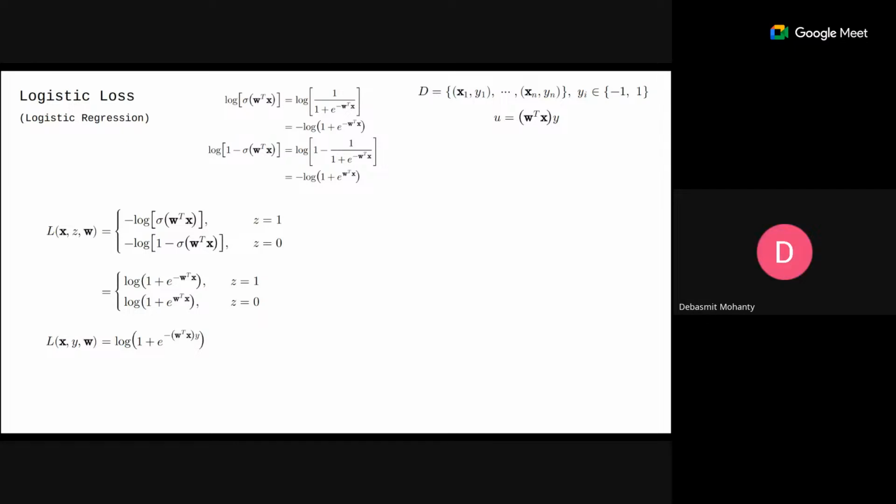Because it's discriminating, right? So we are always saying probability of y equal to 1 given the data. So it's a discriminating function. So z and y are values used interchangeably here. If I say y is our true label, z and y are both labels, but z is 1 or 0, y can be 1 or minus 1. So z is 1 means y is 1. Z is 0 means y is minus 1.